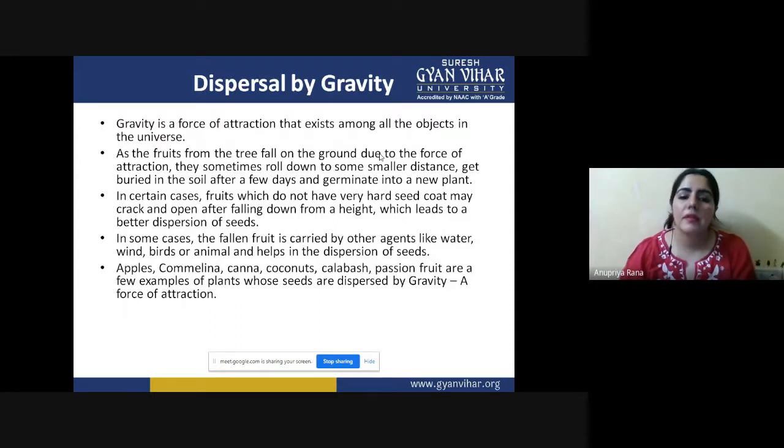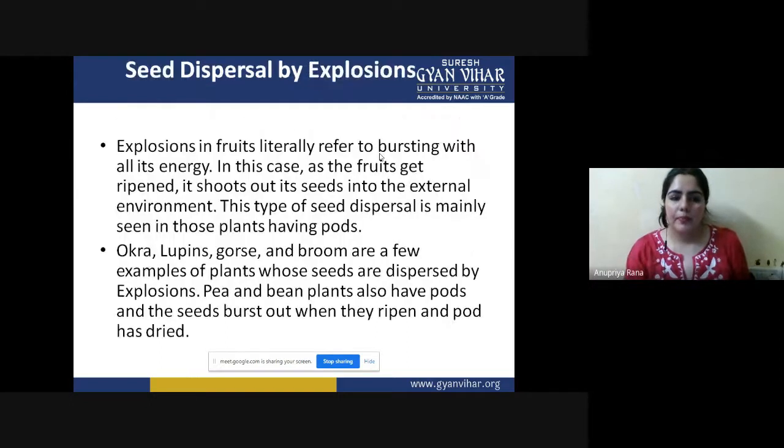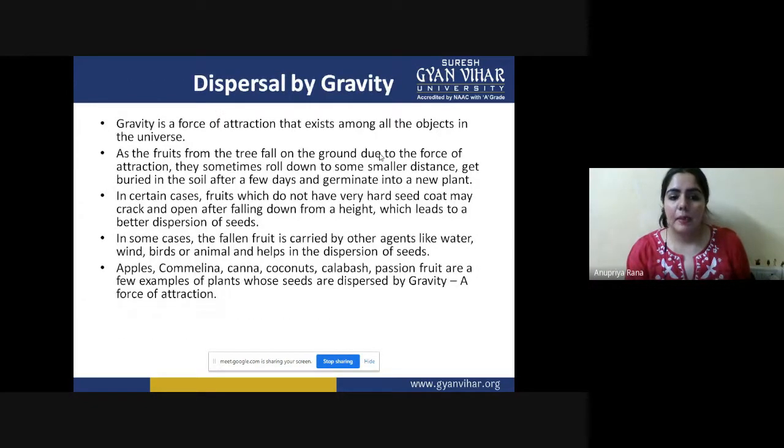So they fall off and burst out, and falling from a height leads to better dispersion of the seed. Some plants have very large heights, like 50 meters or 100 meters. When their fruit bursts on the floor, the seed can be dispersed on the ground, and this leads to the formation of new plants. There are also examples like apple, camellia, canna, coconut, calabash, passion fruit. They are examples of plants whose seeds are dispersed by gravity, or force of attraction.